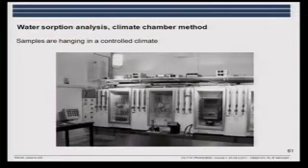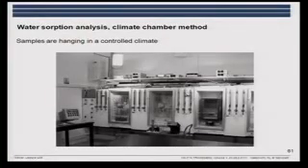This is a photo showing some chambers which you have at the DTU, where samples are hanging. It's also used for many other materials. And here it's used for wood, where the samples are hanging in the controlled climate. And then these samples are weighed at intervals. And this is controlled.